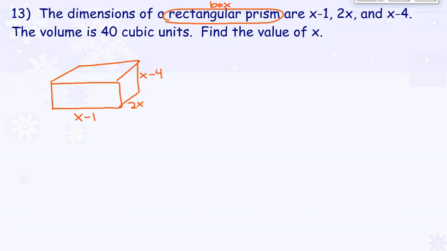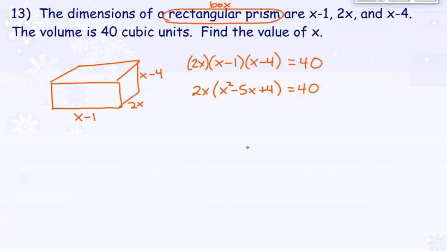How do you get the volume of such a box? Length times width times height. So we can multiply x minus 1 times 2x in whatever order you like, times x minus 4, and that should equal 40, the volume given. Now we have to solve this equation for x. So what we're going to do is multiply all of that out. I'm going to leave the 2x, and I'm going to FOIL the other two together. Now I'll multiply the 2x through.